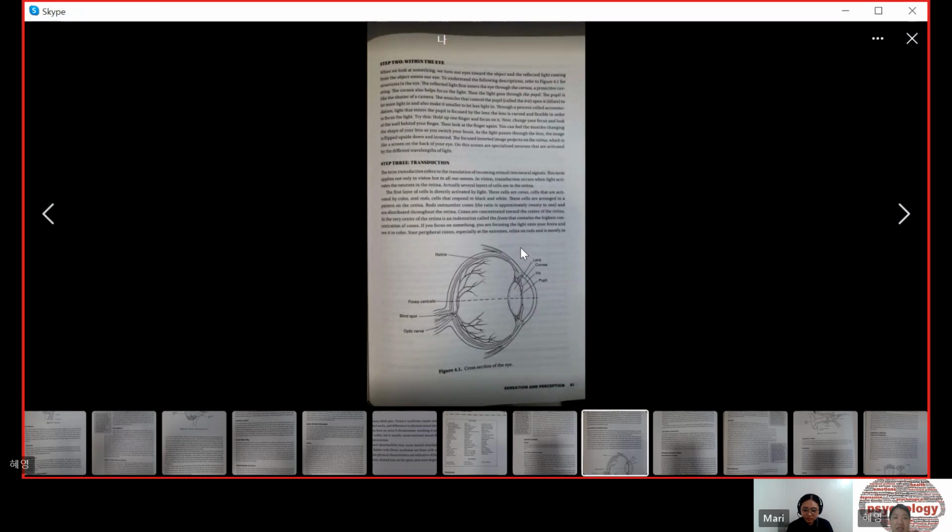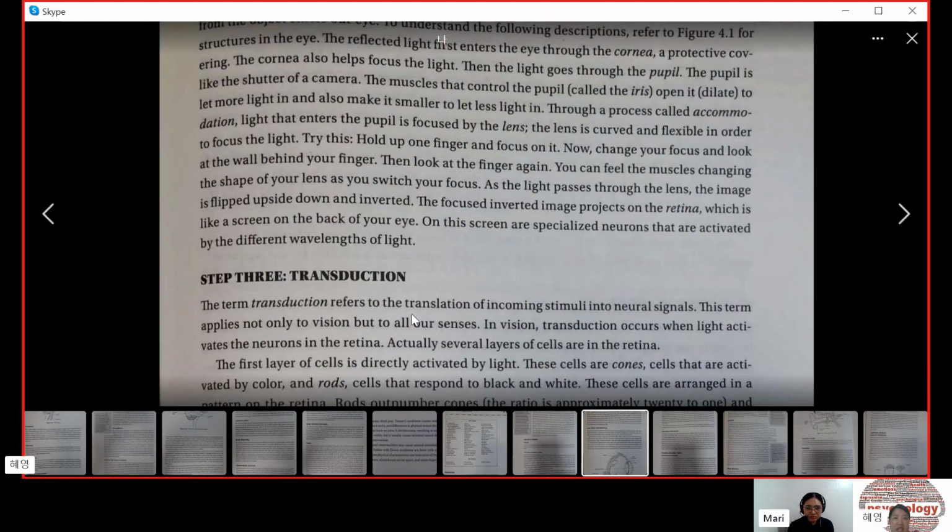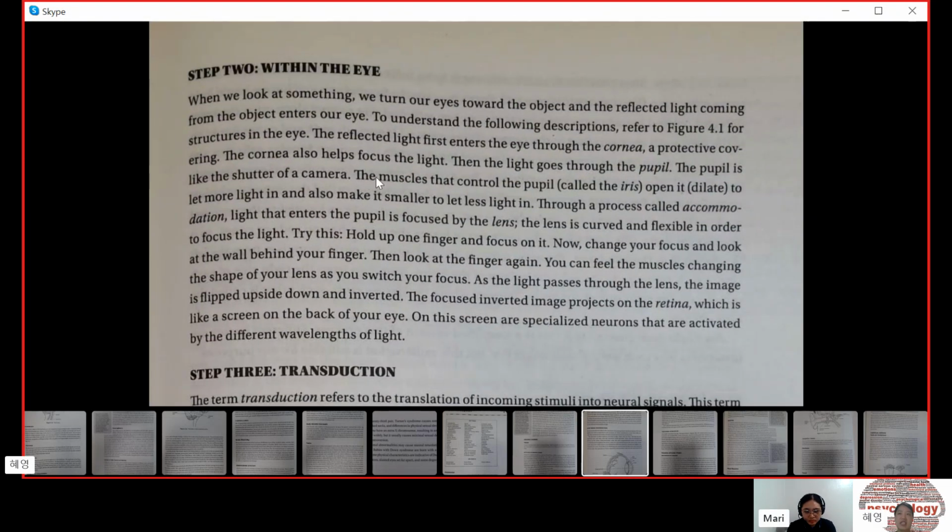And step 2, within the eye. When you look at something, we turn our eyes toward the object and reflected light coming from the object enters our eye. To understand the following descriptions, refer to figure 1 for the structure of the eye.